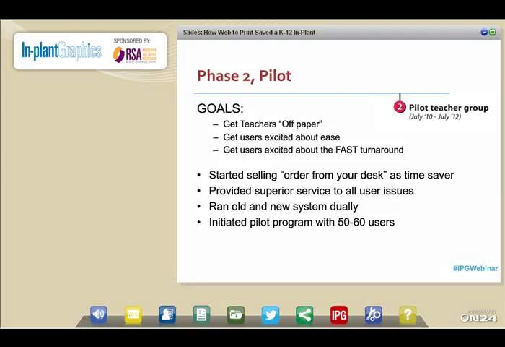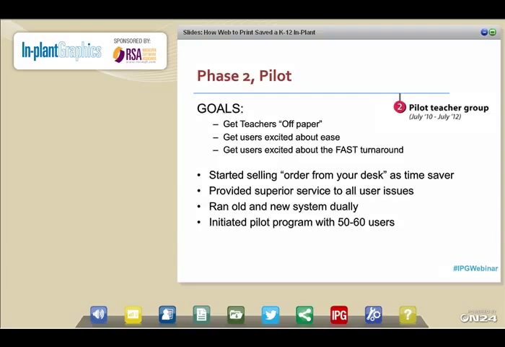So phase 2 of this pilot group was to get teachers off paper. And what I mean by that is there was just a terrible habit of, even if a document existed digitally, they still printed out hard copies and sent them down to us. They were spending more money on papers and printers in their buildings than we could process the work downtown.